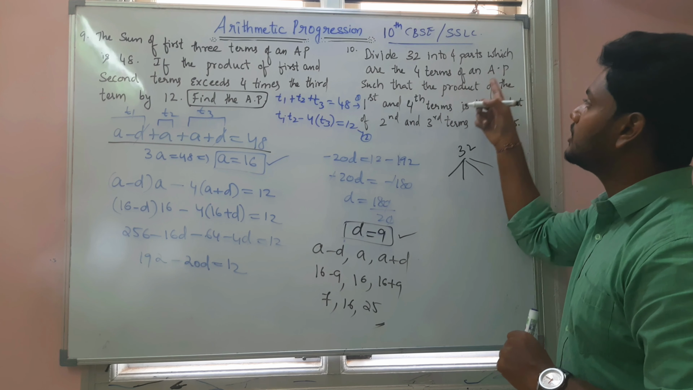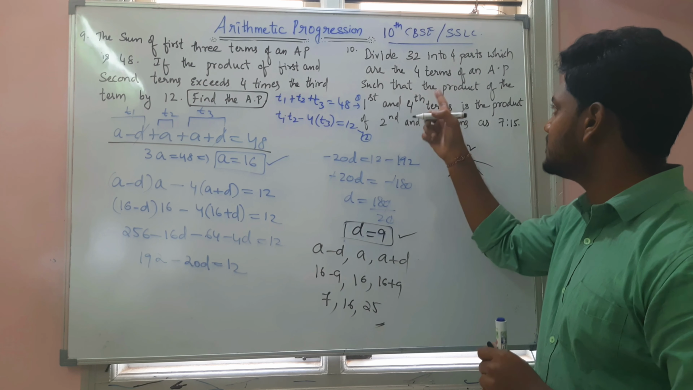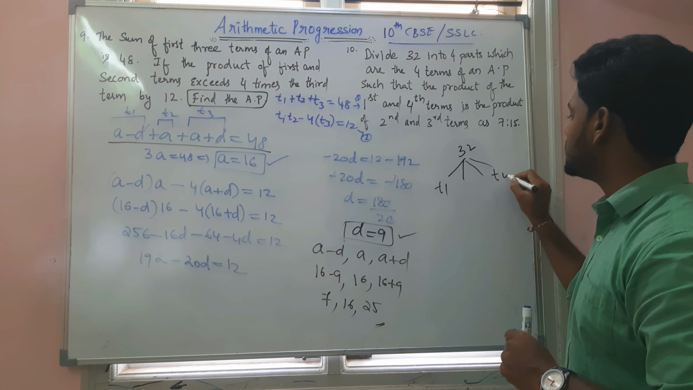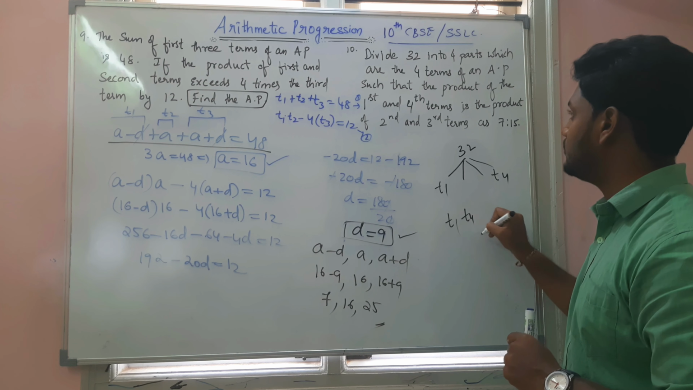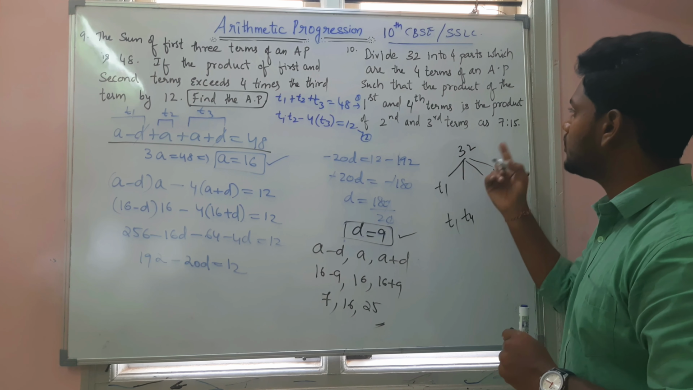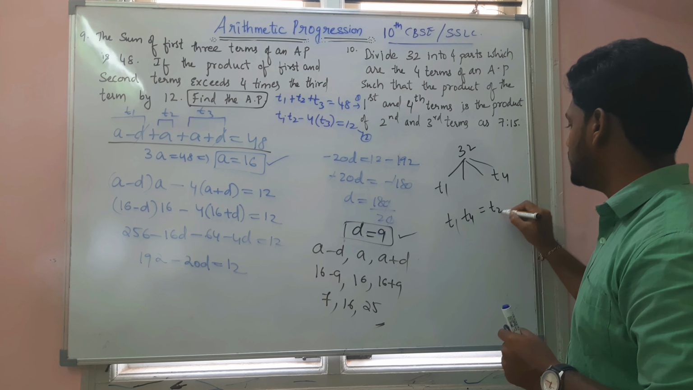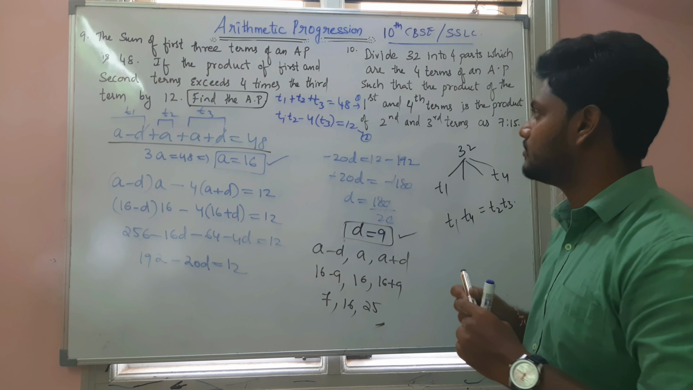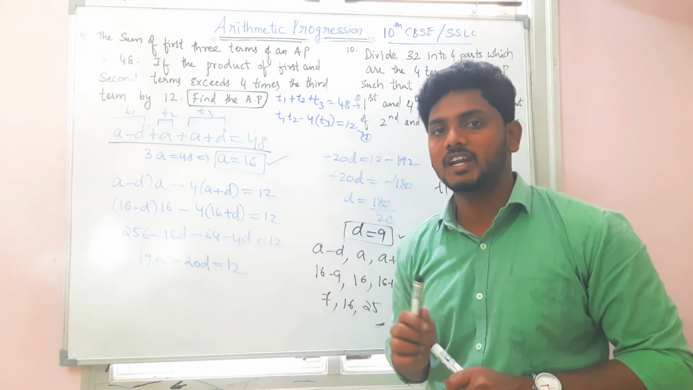So those 4 terms are in AP, such that the product of the first and fourth, T1 and T4, is 7:15 of the product of the second and third, T2 and T3. So what are those terms? You need to find out.